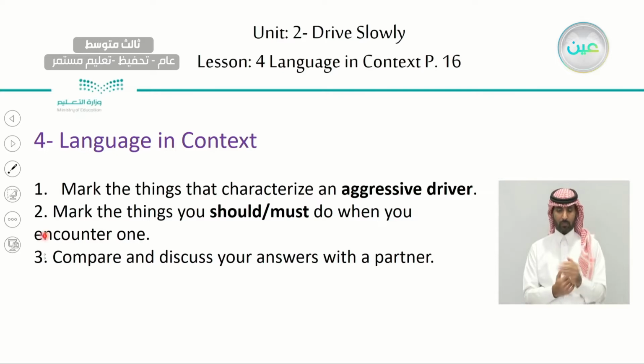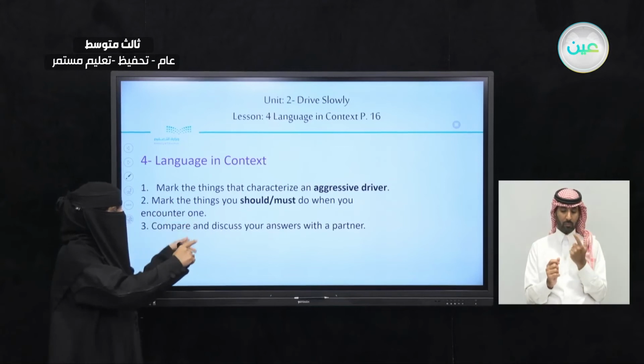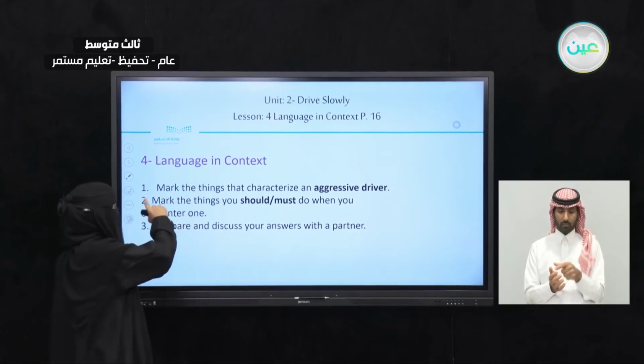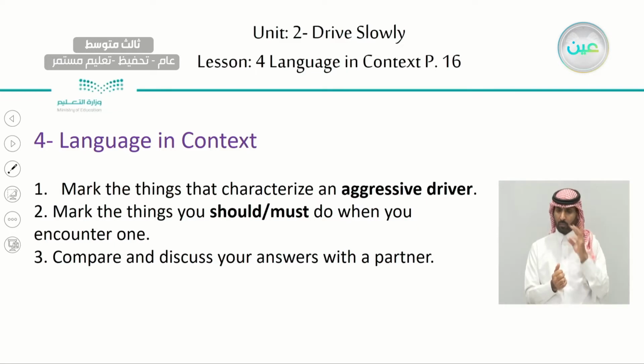You have 3 statements, and under the statements you can see a chart. Right? We will see the chart in the next slide. So we will answer these questions based on the chart. The first question, mark the things that characterize an aggressive driver. An aggressive driver. Do you think he's a good driver or a bad driver? He's a bad driver. He's a reckless driver. He is a driver who does not follow the laws of traffic.